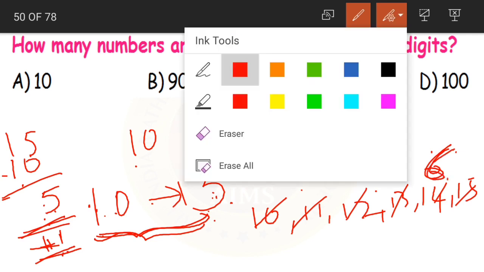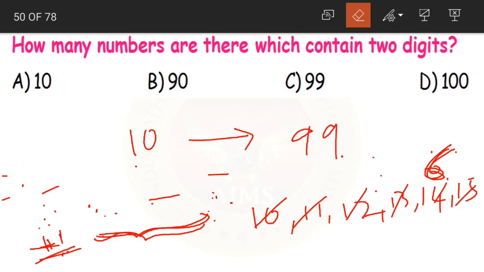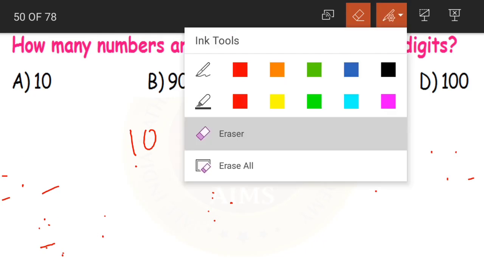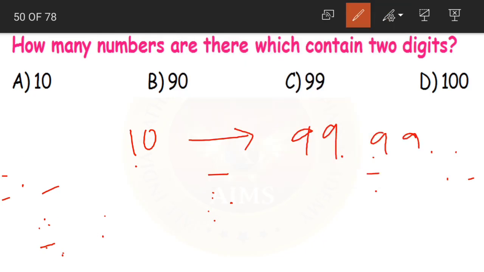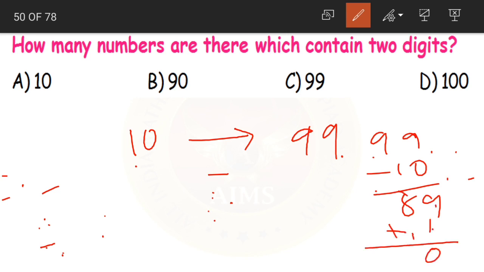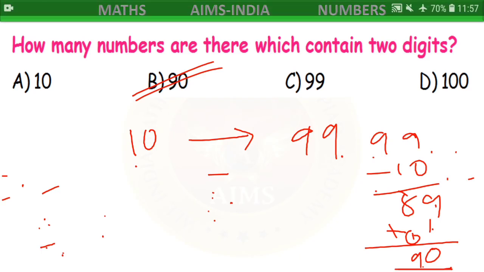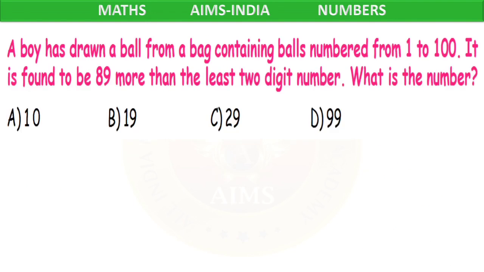In the same way, to find out the numbers from 10 till 99, what should we do? We should first subtract 99 minus 10. It will give us 89. For that we need to add 1. 89 plus 1 is 90. There are 90 two digit numbers. I hope the concept is clear children. Yes, there are 90 two digit numbers from 10 till 99.